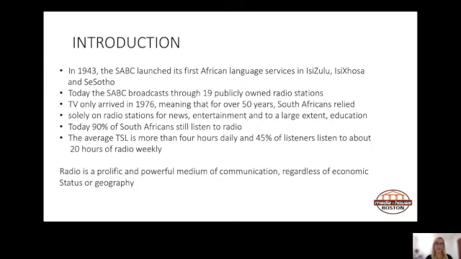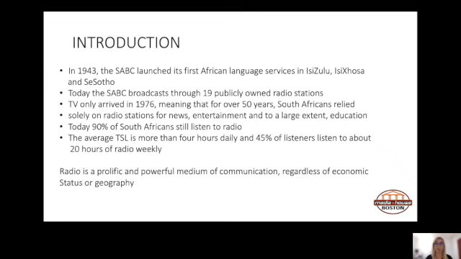Television only arrived in South Africa in 1976, meaning that for over 50 years, South Africans relied solely on radio stations for their news, their entertainment, and to a large extent, their education. Today, 90% of South Africans are still listening to the radio. So radio is still a very strong medium in South Africa. Our average time spent listening is more than 4 hours a day. TSL stands for time spent listening. And 45% of listeners listen to about 20 hours of radio weekly.